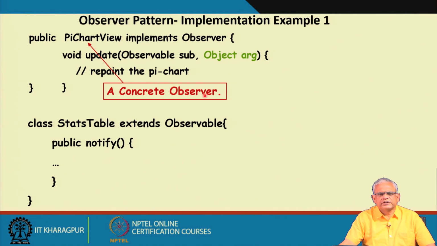Now, as you can see here, the pie chart view implements observer, and it has the update and has some code here on how to repaint the pie chart. And then the statistics table extends the observable. Statistics table is a concrete class and it extends the observable, whereas the pie chart view implements the observer, and then it has the notify method and so on.